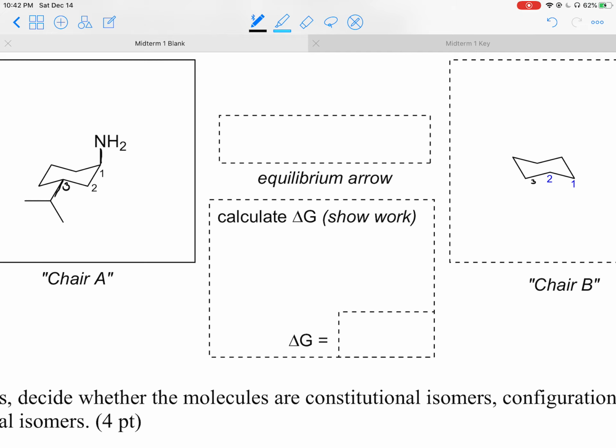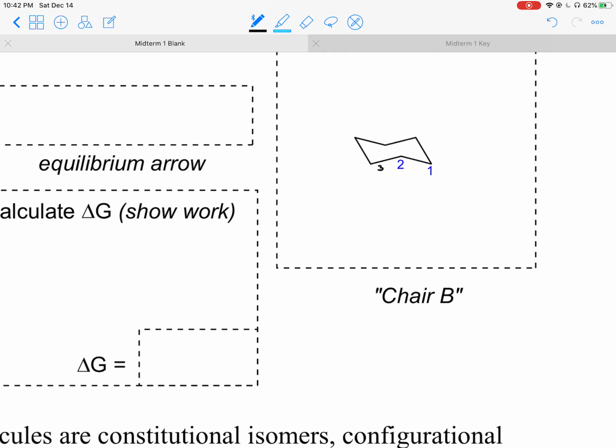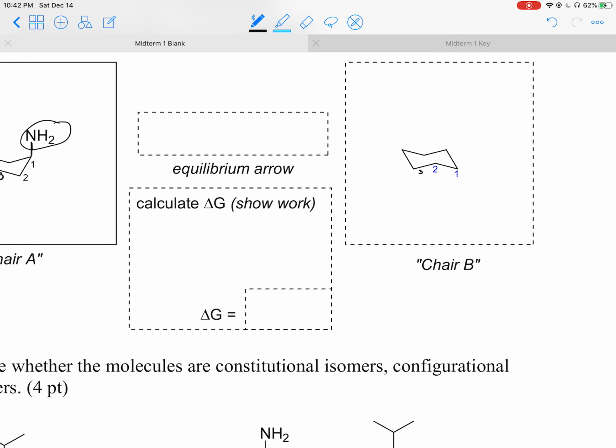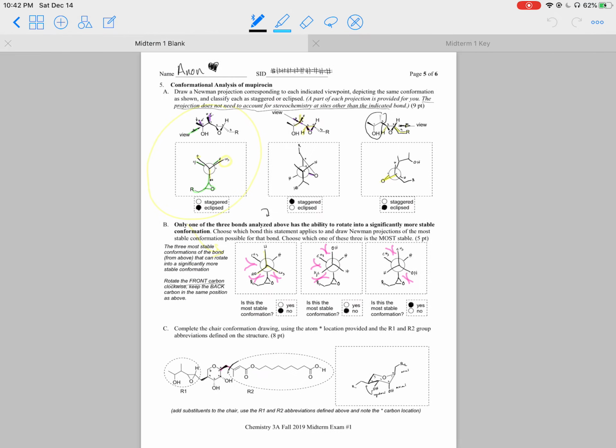And so NH2 is up over here. So it still has to be up on number 1 over here. But because number 1 is a down carbon in chair B, you can draw a down arrow like we did before for the other page, the last page.